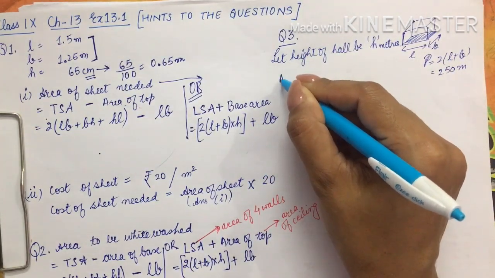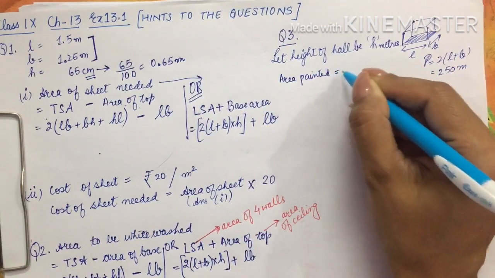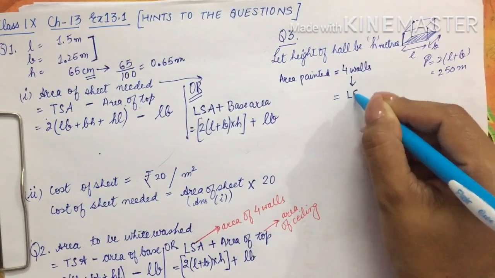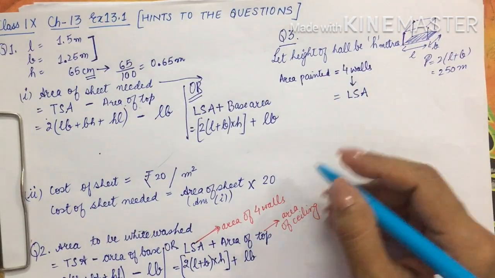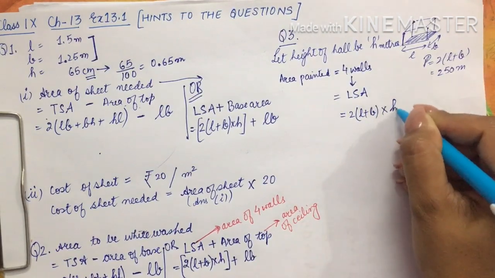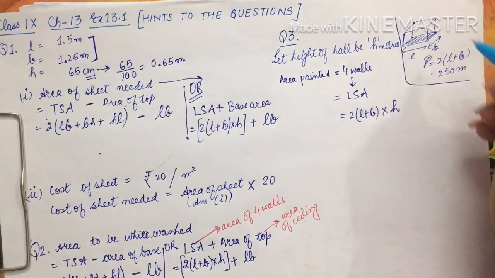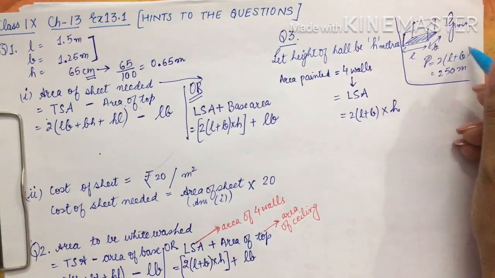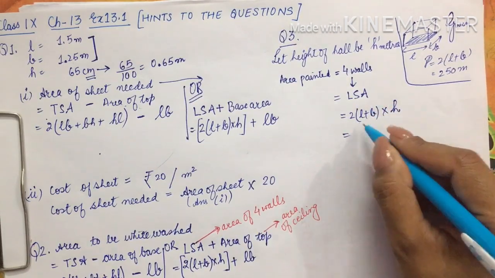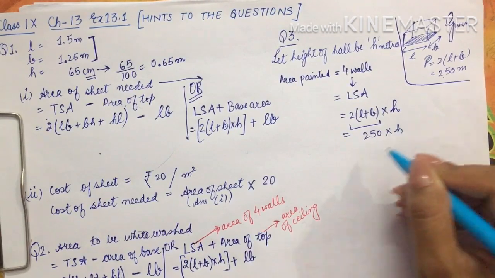The area which has been painted is the 4 walls. So that means the lateral surface area has been painted. This will be given by 2 times (L plus B) multiplied with H. This is something which is given to me, that the perimeter of the base is 250 meters. So I'll be using it here now. So 2 times (L plus B), the value is 250, multiplied with H.